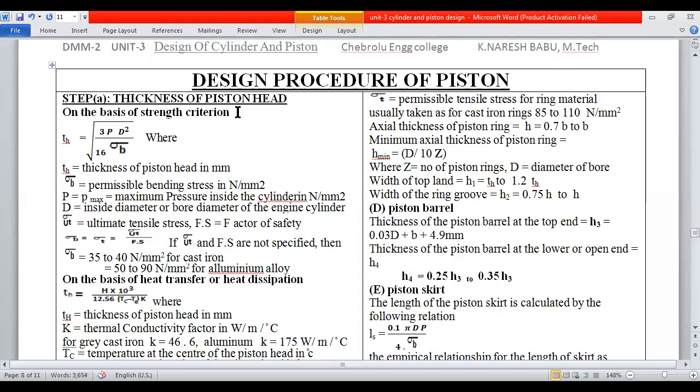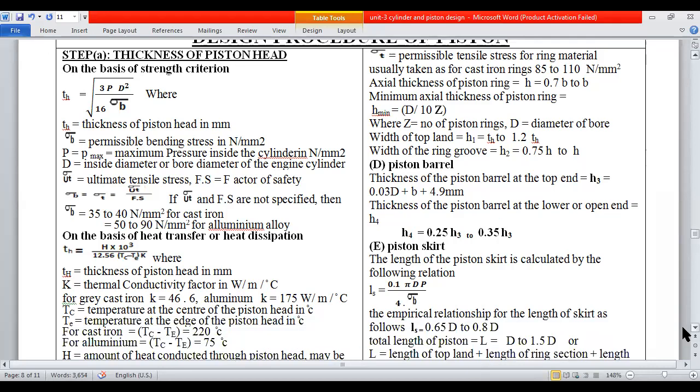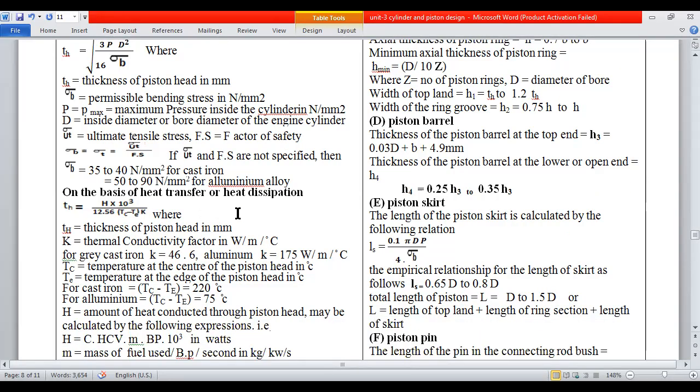These are the important formulas for designing of piston. In first step you have to design a piston head. Okay, so you have to identify the suitable thickness for piston heads. The design of a piston head depends on the basis of strength criteria as well as the amount of heat transfer from piston surface to the surrounding surface. Okay, so it is the first step.